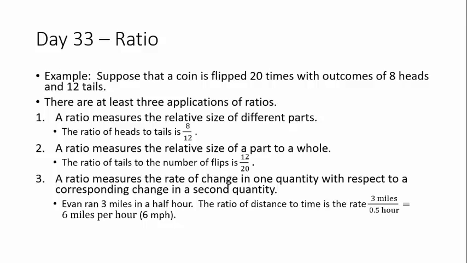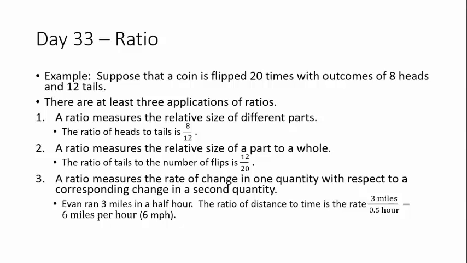A ratio can also measure relative size of a part to a whole. Our coin was flipped 20 times, and we had 12 tails in the outcomes. So we could think of this ratio of tails to the number of flips is 12 to 20. So these are 2 applications.